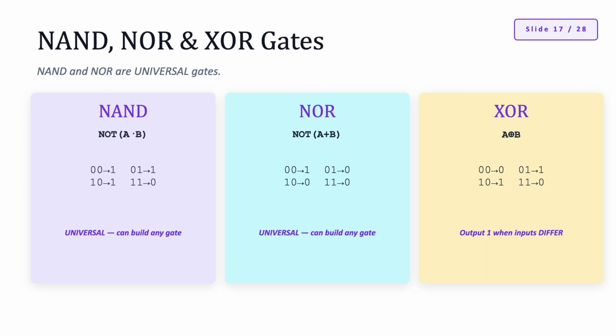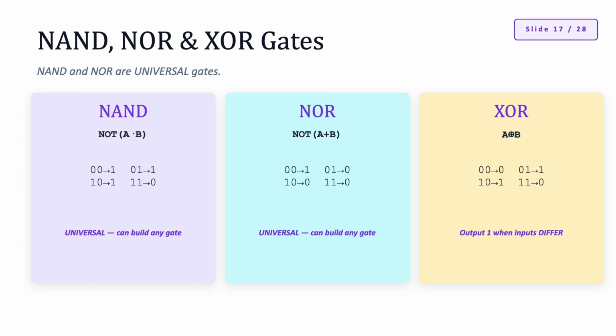NAND is not AND. It is an AND gate followed by NOT. Output is 0 only when both inputs are 1. The truth table is the inverse of AND: 001, 011, 101, and 110. NAND is called a universal gate because you can build any other gate using only NAND gates.